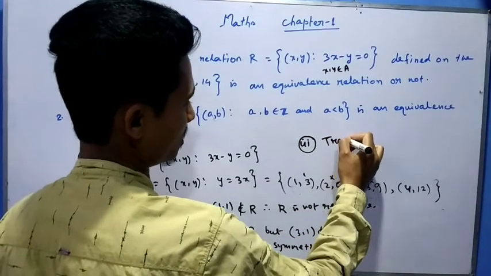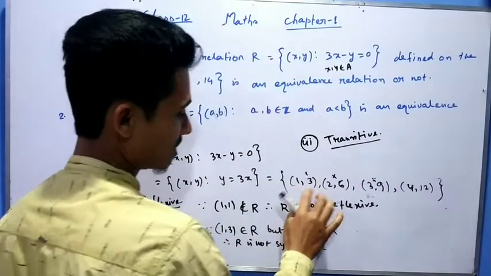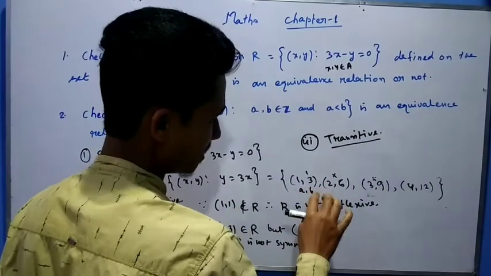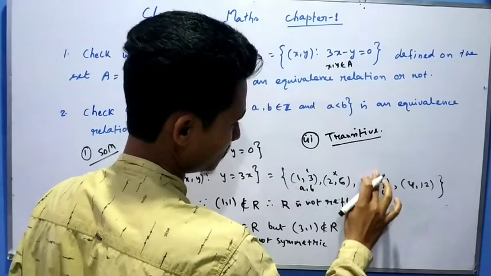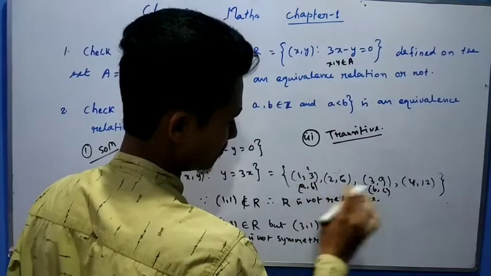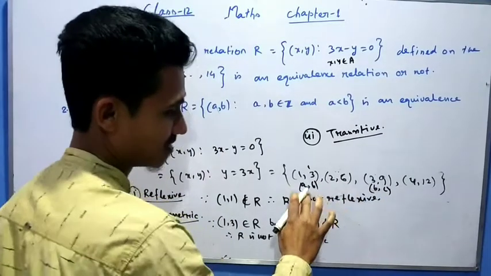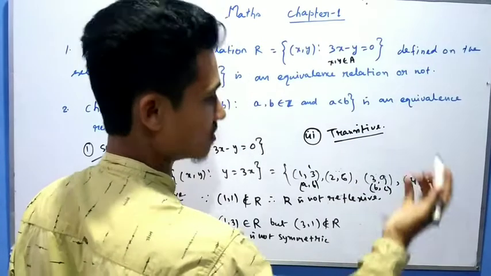Transitive relation or not. So see, (1, 3) means (A, B) is there, and (3, something) is (B, C); we have got this (B, C). So we have to check whether (A, C) is there. (A, C) means (1, 9). Is it there? No, so this is not transitive.